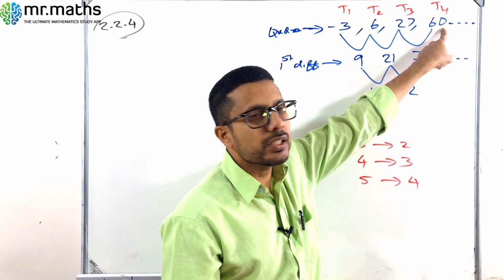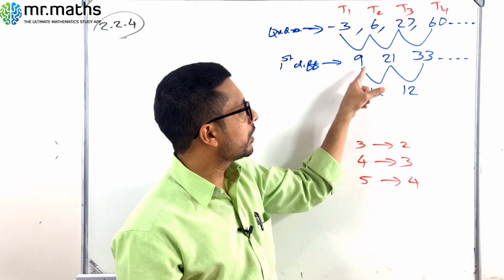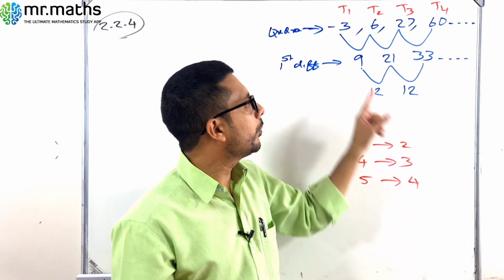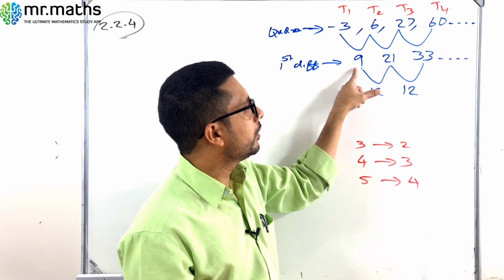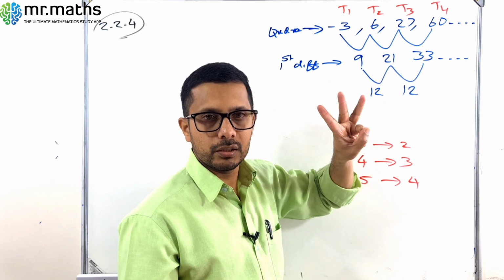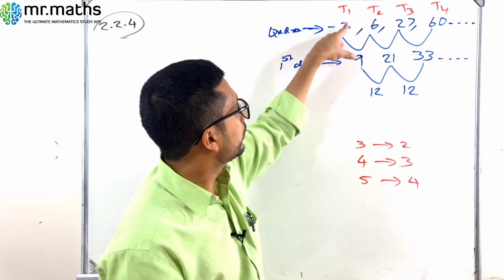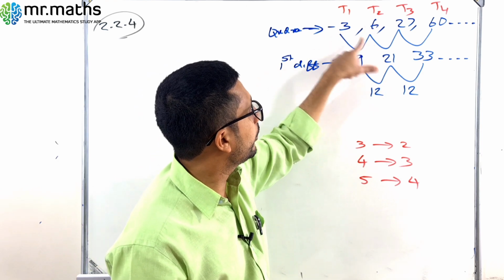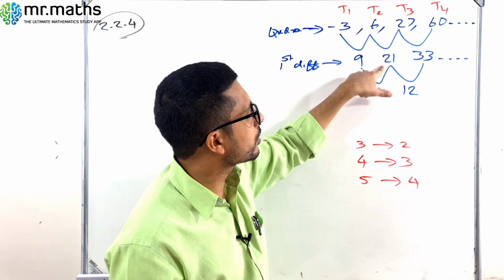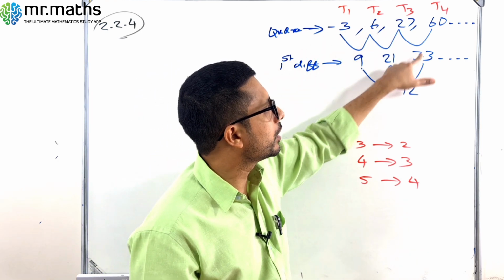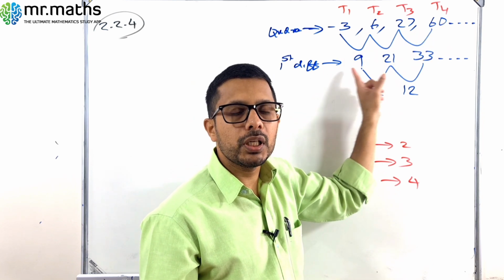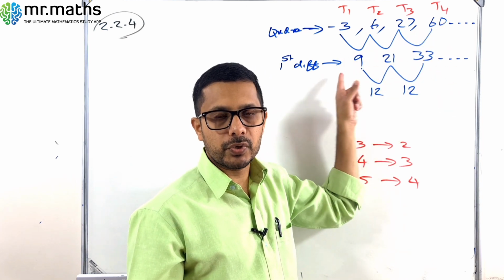To get to this 60, how many first differences? Consecutive means next to each other. How many first differences are added? 9, 21, 33. 3 first differences are added to get to this 60. Am I right? Minus 3 plus 9 is 6. 6 plus 21 is 27. 27 plus 33 is 60. That means 3 terms of the first difference are added.